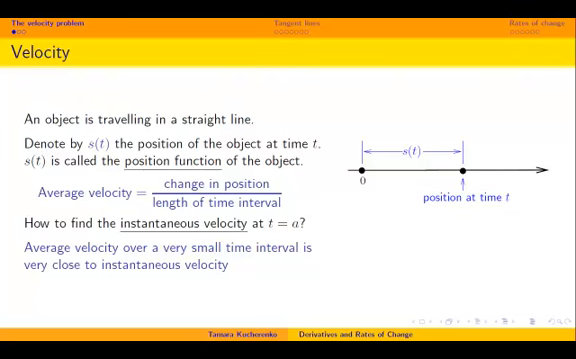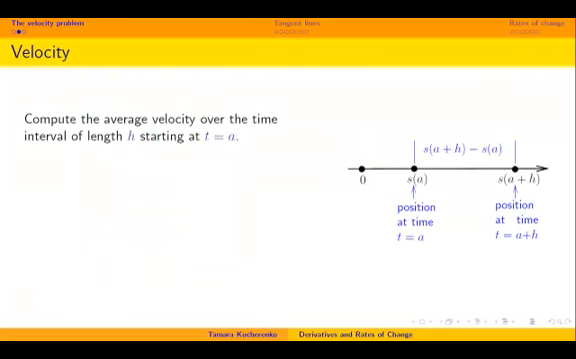Let's compute the average velocity over the time interval of length h starting from t equals a. Then the change in position equals s of a plus h minus s of a. So, average velocity over the interval from a to a plus h equals s of a plus h minus s of a divided by h.